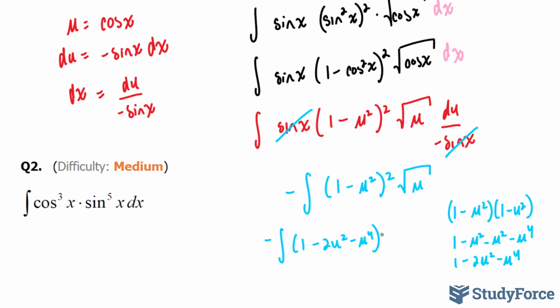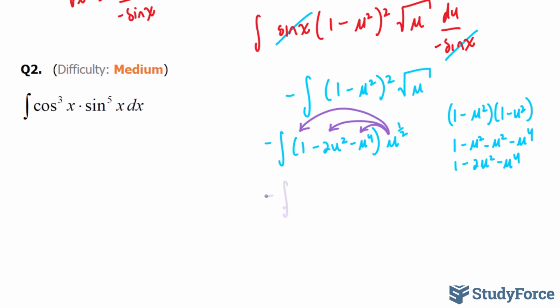And this I'm going to switch into fractional exponents, where I have u to the power of half. And I'm going to multiply it inwards using the distributive law. This gives me the integral of u to the power of half minus, and here's where it gets a little complicated, 2u to the power of 2 times u to the power of half. We have to use the product rule of exponents here, which says that if the bases are the same, you add the exponents.